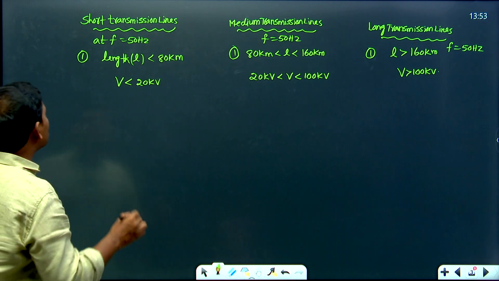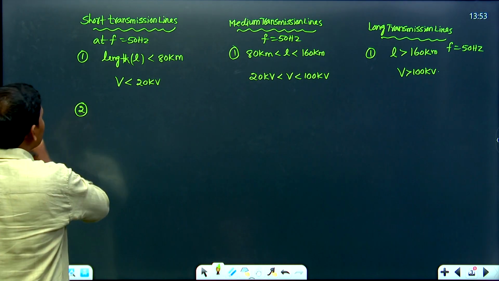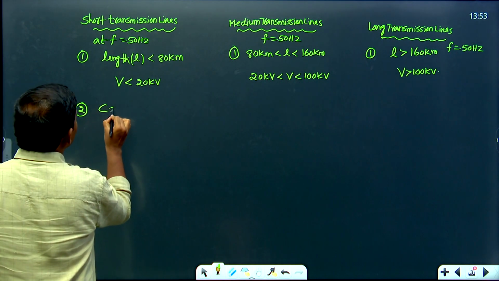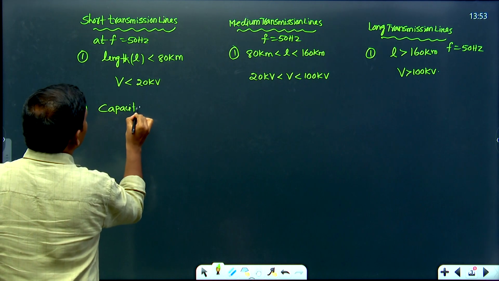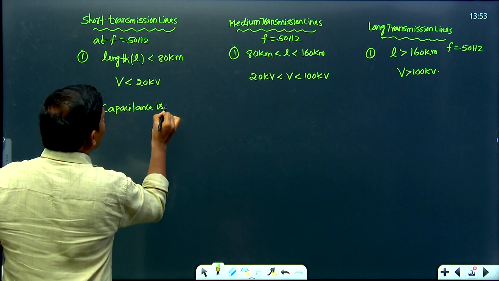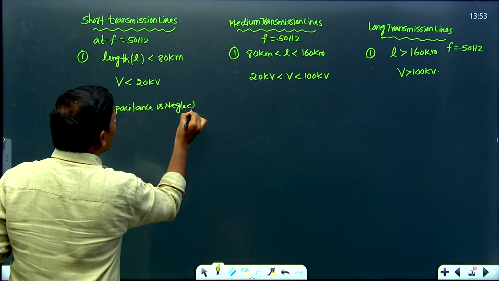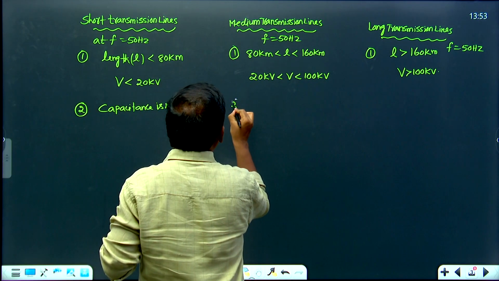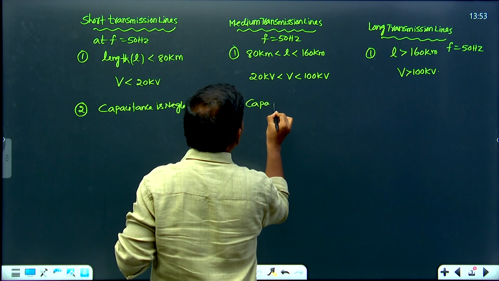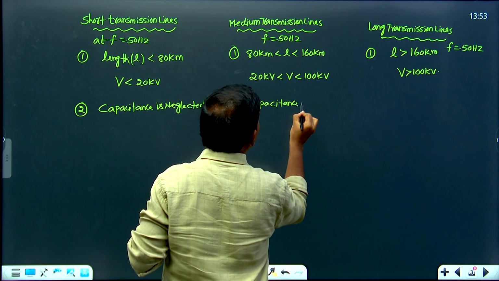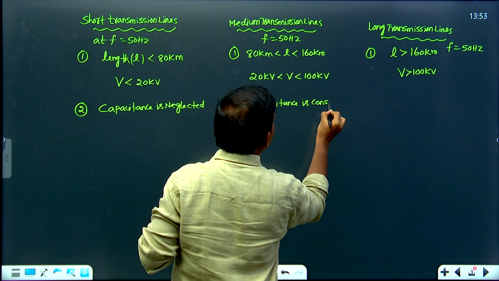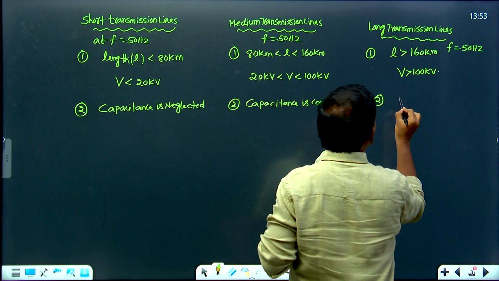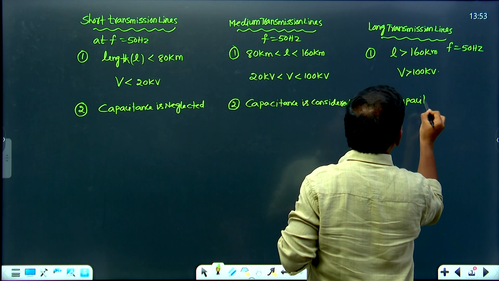And one more important observation, students. In the analysis of short transmission lines, the capacitance is neglected. Very important, students. In short transmission line, which of the following parameters is neglected? Capacitance. But in medium transmission lines, capacitance is considered, capacitance is taken into account. What about in long transmission line? In long transmission line also, capacitance is considered.